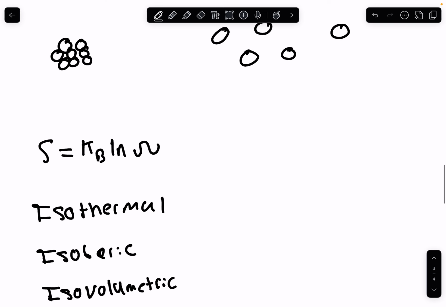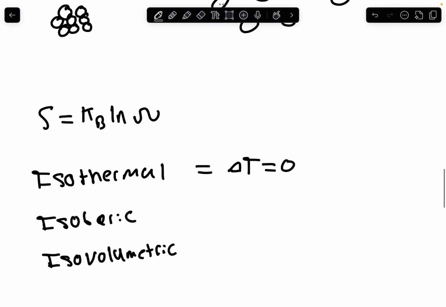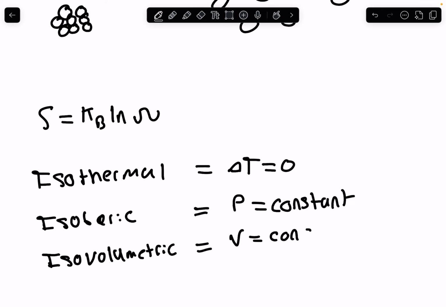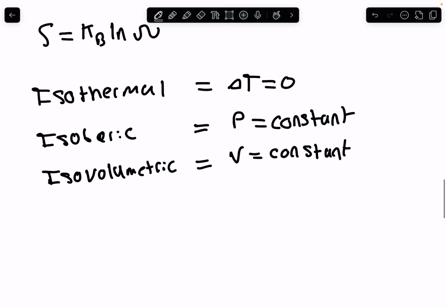Well, it's simple. When an isothermal process occurs, the delta T, the change in temperature, equals zero. Temperature remains constant. And you can also say this for isobaric. Baric, of course, is talking about pressure. So here the pressure is constant. And isovolumetric will also be the same. But in this lesson, we add a fourth process, which is known as the adiabatic.